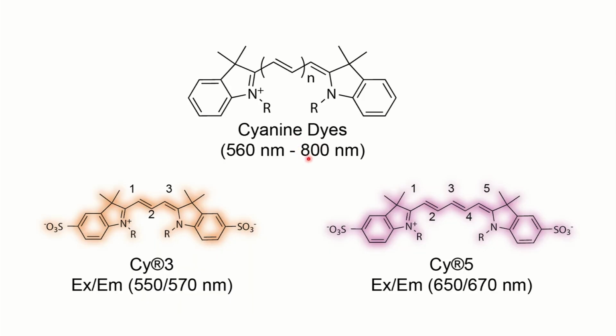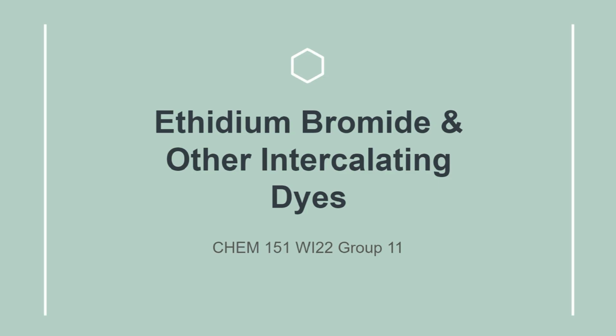Cyanine dye could be used as a fluorescence probe to label proteins or any type of biomolecules. Here are a few variations of cyanine dyes. Overall, Ethidium bromide and other intercalating dyes are important tools for studying cells and biomolecules.